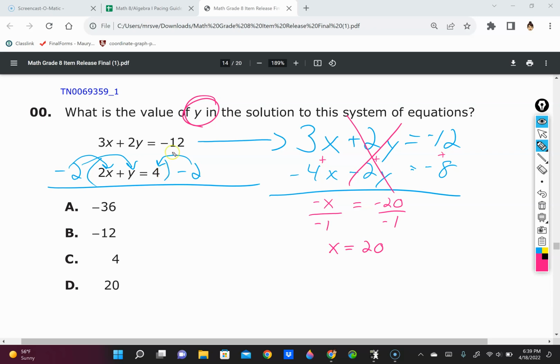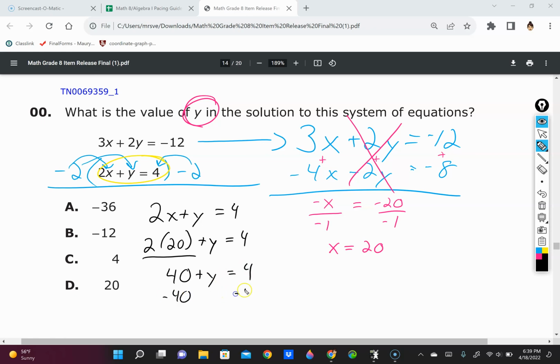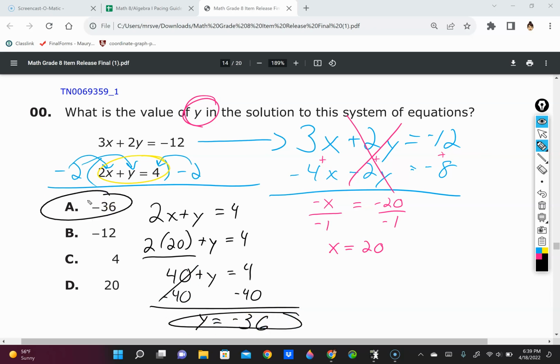Plug that 20 into either one of these equations. And honestly, I would pick this one. It just has less numbers. So you've got 2x plus y equals 4. We know what x is. So 2 times 20 plus y equals 4. So we're going to solve this equation for y. 2 times 20 gives me 40. Subtract 40 from both sides. And y gives you the negative 36. And that's A.